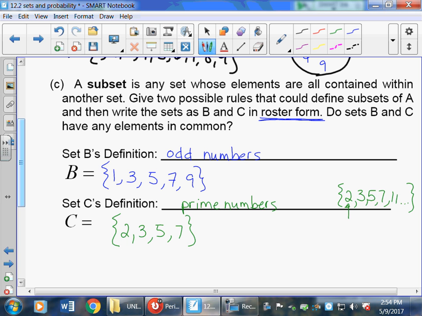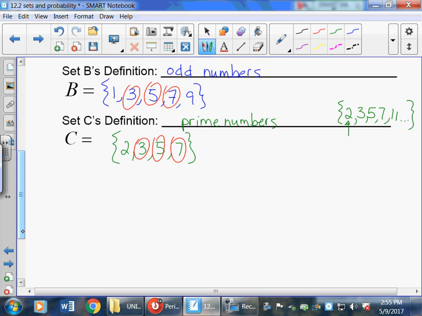It says, do sets B and C have elements in common? Well, we can see that they have 3, 5, and 7 in common. So down here you can write: sets B and C have the numbers 3, 5, and 7 in common.